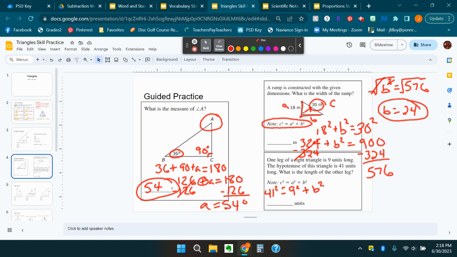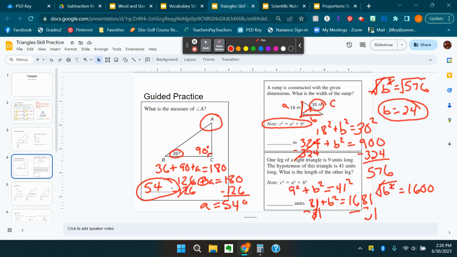And then I'm going to solve what I can. 9 squared is 81. So I'm going to fill in 81 plus b squared, and then 41 squared is 1,681. So again, I'm going to use opposite operations. I'm going to subtract 81 from both sides. And I'm going to have b squared equals 1,600. And the opposite of squaring a number is to take the square root of it.